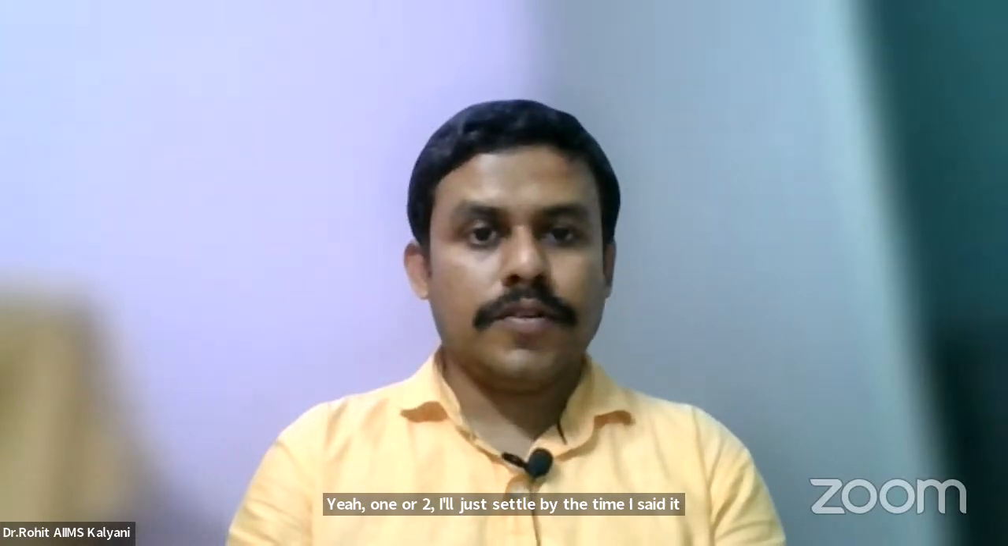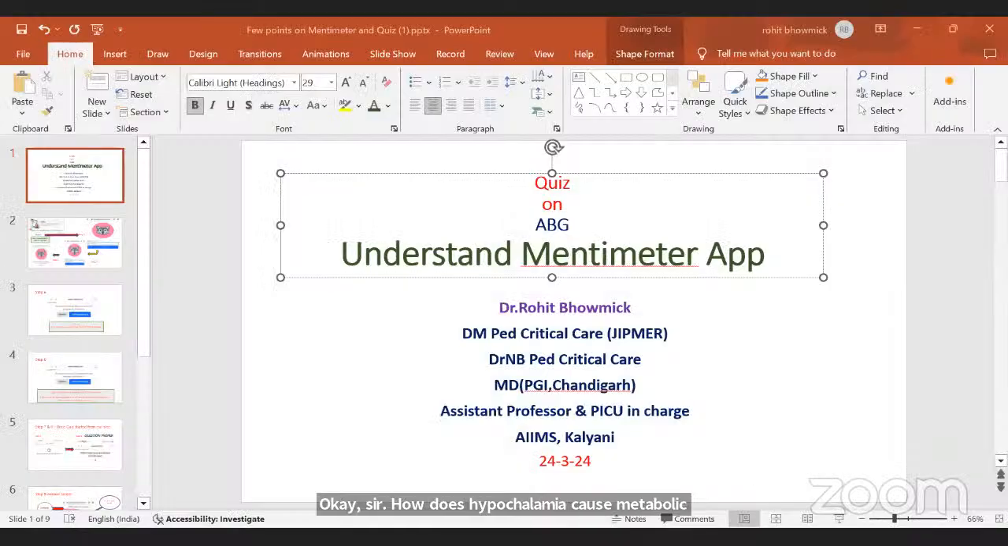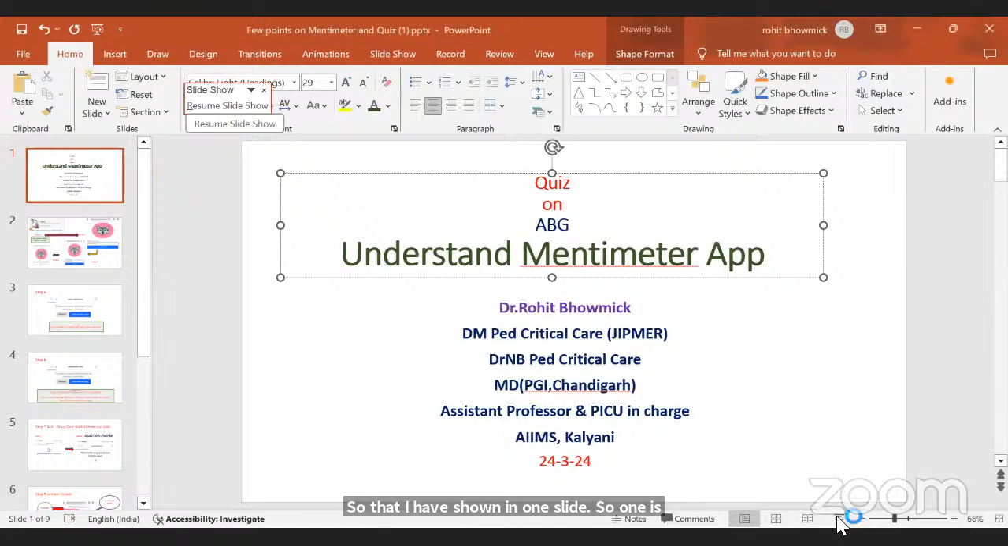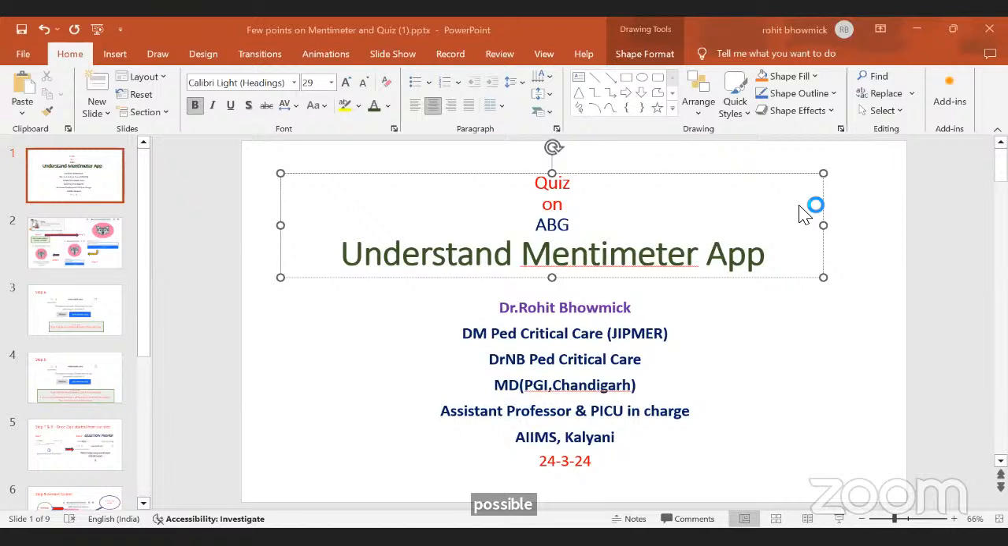First question, Ali sir. How does hypokalemia cause metabolic alkalosis? So that I have shown in one slide. When there is severe hypokalemia or a chronic hypokalemic state, the hydrogen ion will get inside the cells, just to maintain electrical neutrality. Just as in acidosis the potassium gets out of the cells, in hypokalemia the hydrogen ion gets inside the cells. So there will be more hydrogen ion in the cells of the proximal convoluted tubules or the cortical collecting duct, and that hydrogen ion will get lost into the lumen in exchange for bicarbonate ion.